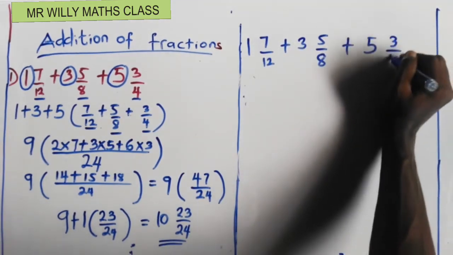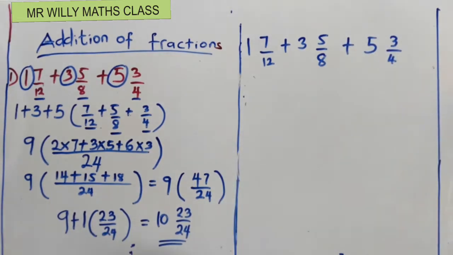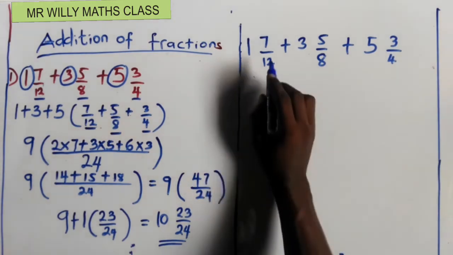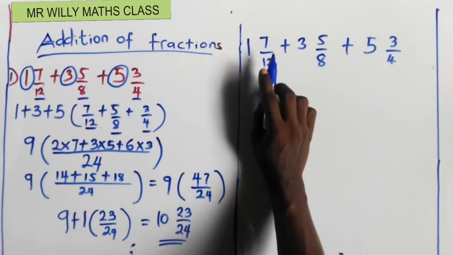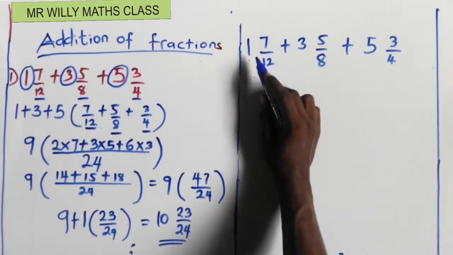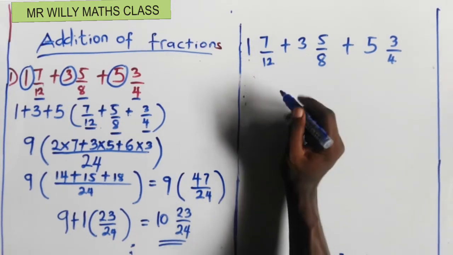When you are using the second method, the first step is to change the mixed fraction to improper fraction. Change the mixed fraction to improper fraction. And how do you do that? Use the denominator to multiply the whole number. After multiplying with the whole number, then you add the numerator. This will be 12 times 1. 12 times 1 is what? 12 plus 7. That will be 19.